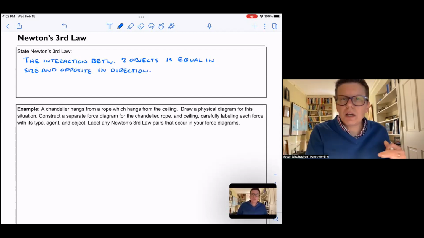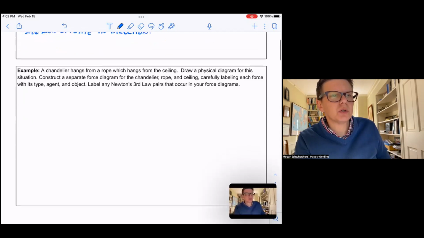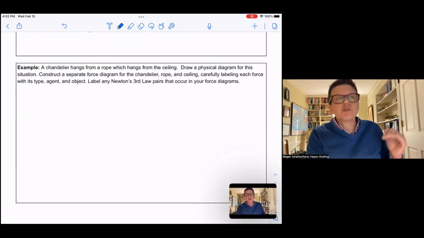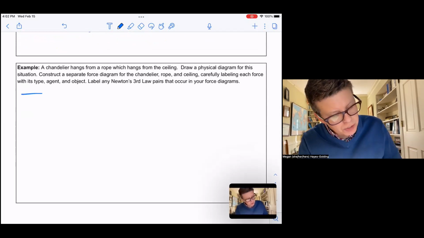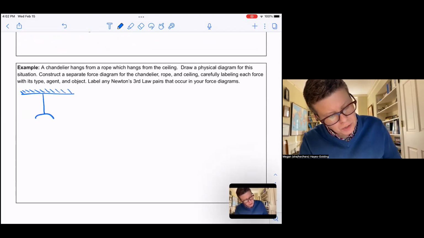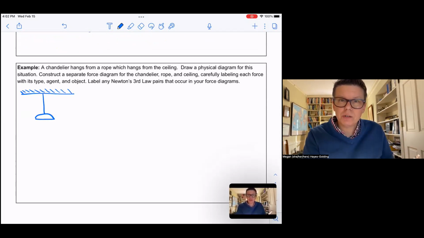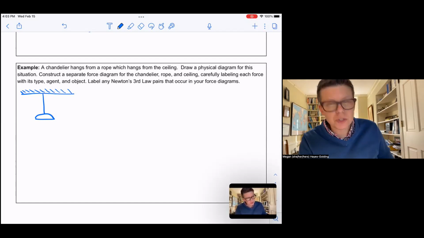Okay, so let's actually now sketch out an example here. A chandelier hangs from a rope, which hangs from a ceiling. Let's draw a physical diagram of this situation. Ceiling, rope, chandelier, and a force diagram for the chandelier, then the rope, then the ceiling. And we're going to label what we call Newton's third law force pairs as they occur in this situation.